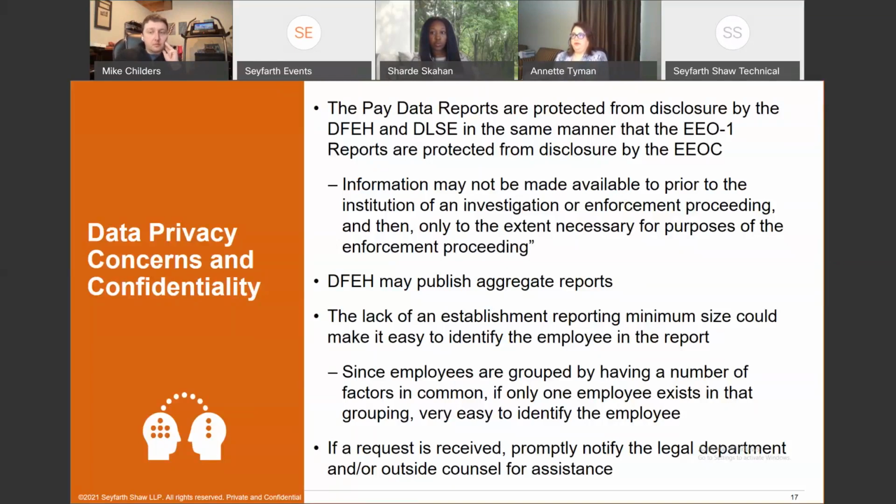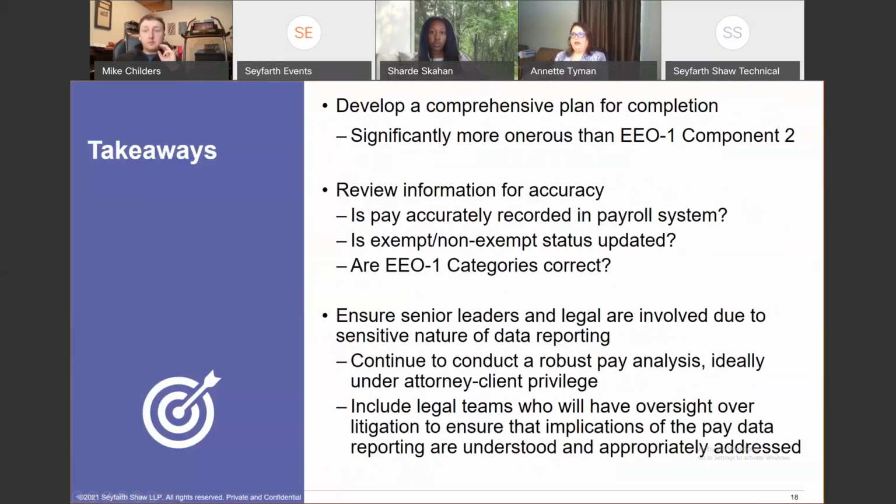One key distinction that both Sharday and Mike have talked about is that there is no minimum size for a particular establishment. So you can have one employee reporting. It doesn't have the 50 employee threshold that the EEO-1 reports do. So you could actually have only one employee that is out there. If there's a request that has been received for this information, you should contact your legal department and outside or on-site counsel, whoever you use, for assistance in terms of how you respond to any requests that come for this particular data set. So with that, we'll go to the next slide and talk about some takeaways, and then we'll get to some questions that are out there.